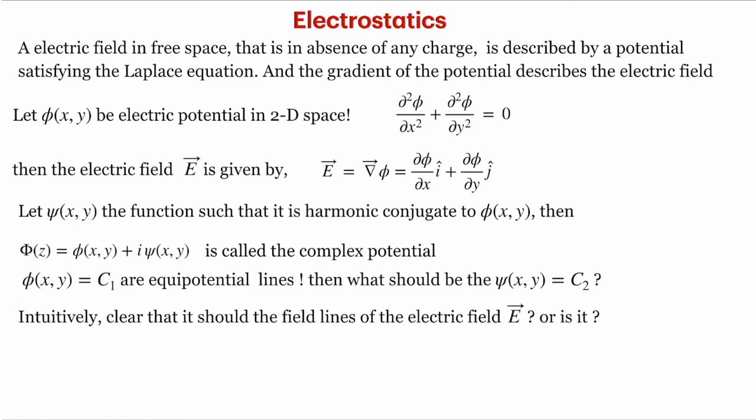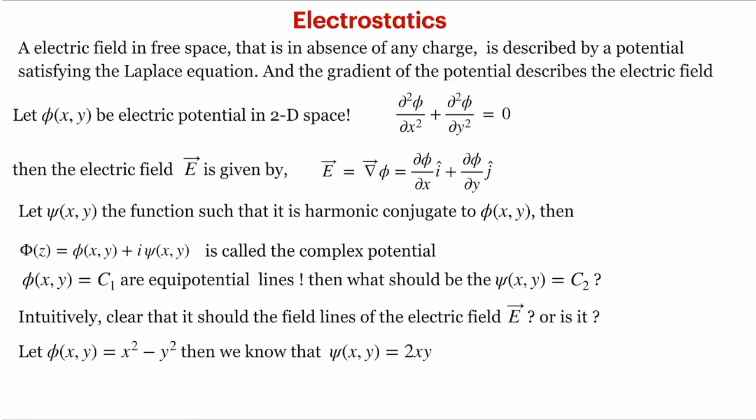That means that it should be the electric field, but the electric field is a vector. We know that we can construct a field line, and then intuitively we understand that psi(x,y) = constant should be the field lines of the electric field, which are orthogonal to the equipotential curves.